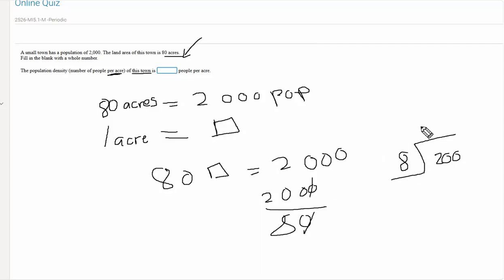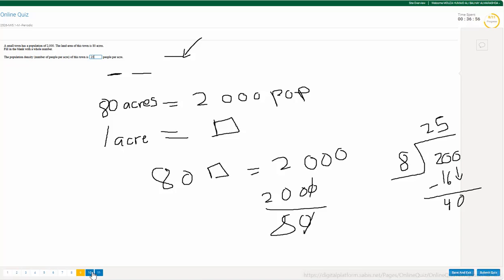Let's start. First we can do 2, 16 here, 4 here. 0 down, you know 8 times 5 is 40, 25. So what is that? Per acre. In 1 acre, you can see the word 1 acre. The box we found out as 25 people per acre. Let's go to the next one.